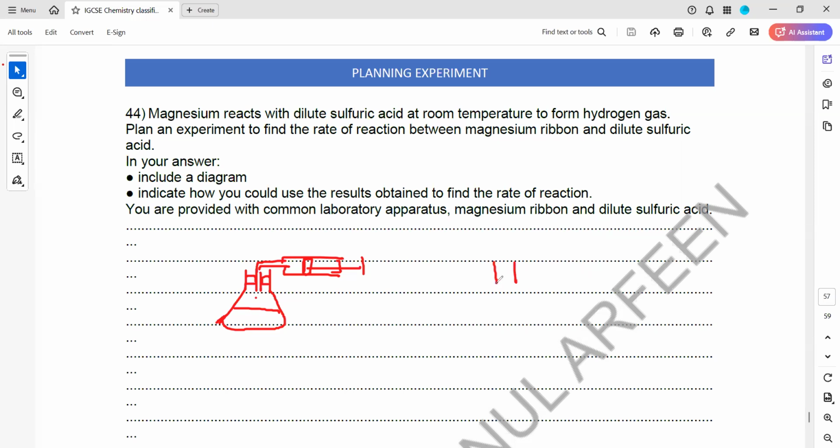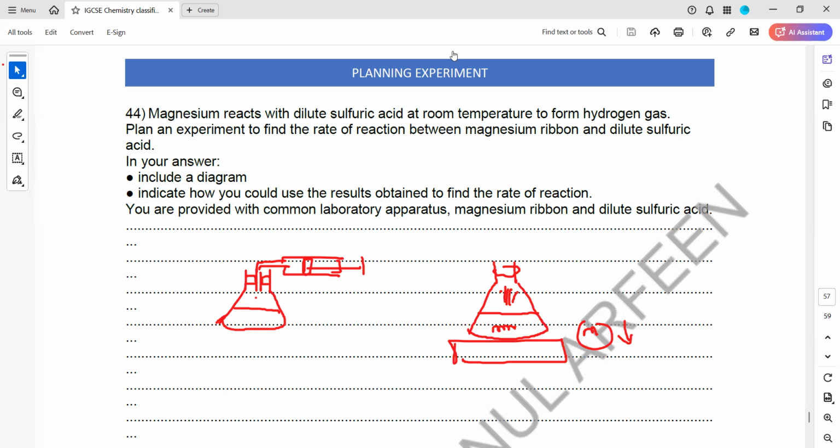The second way of doing it, we allow the gas to escape. So we place cotton wool and we add a magnesium ribbon to the sulfuric acid. The hydrogen gas is given off, which will escape. So what will happen? The mass of the contents in the flask will decrease. So these are the two ways by which we can measure the rate or the speed of this reaction.